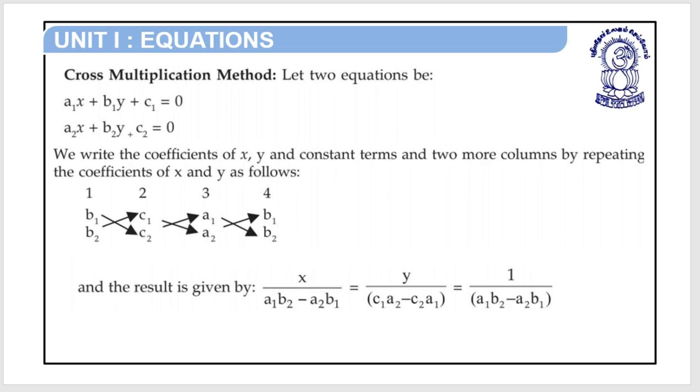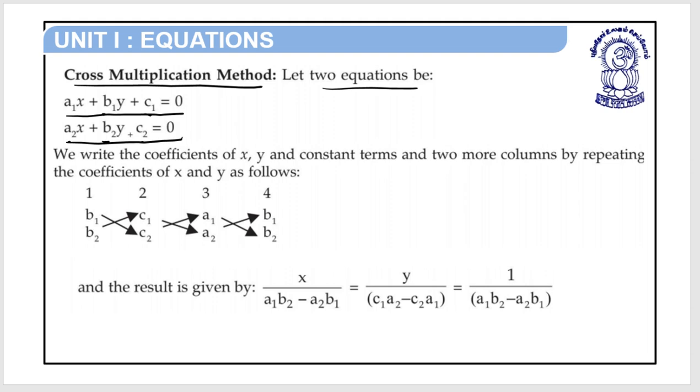Now the second method is the cross multiplication method. Let the two equations be a1x plus b1y plus c1 is equal to 0 and a2x plus b2y plus c2 is equal to 0. We write the coefficients of x and y and the constant term. In the first equation the coefficients are a1, b1, and c1 is the constant; in the second equation a2 and b2 are the coefficients, c2 is the constant.